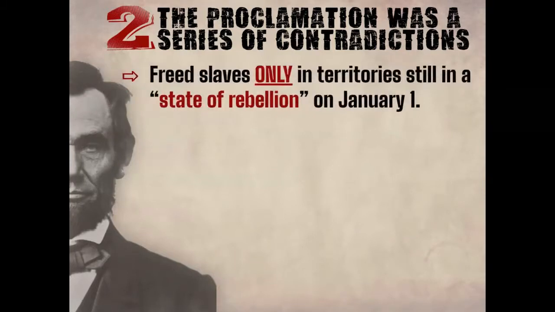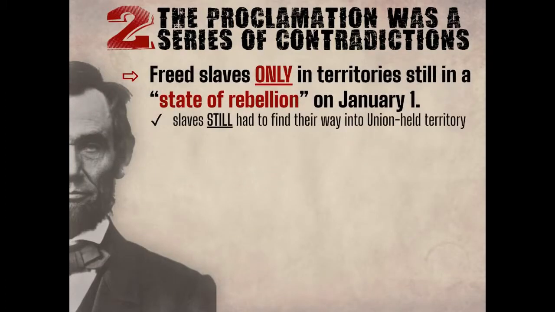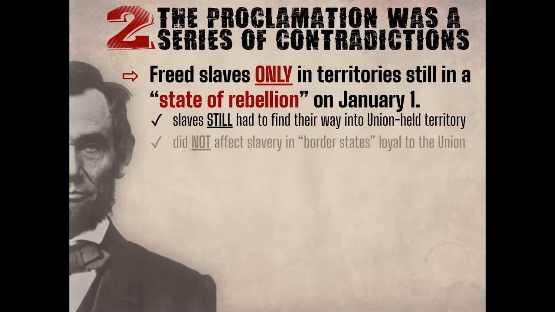The proclamation was a series of contradictions. It freed slaves only in a state of rebellion, like we said. Those slaves in those areas of rebellion had to find their way to the Union-held territory to become free. Right? Their slave owners aren't going to just set them free because Abraham Lincoln said so. So they still had to get to the North. They had to be runaway slaves. That's what Lincoln's saying, if you make it to the North, you're going to be free.